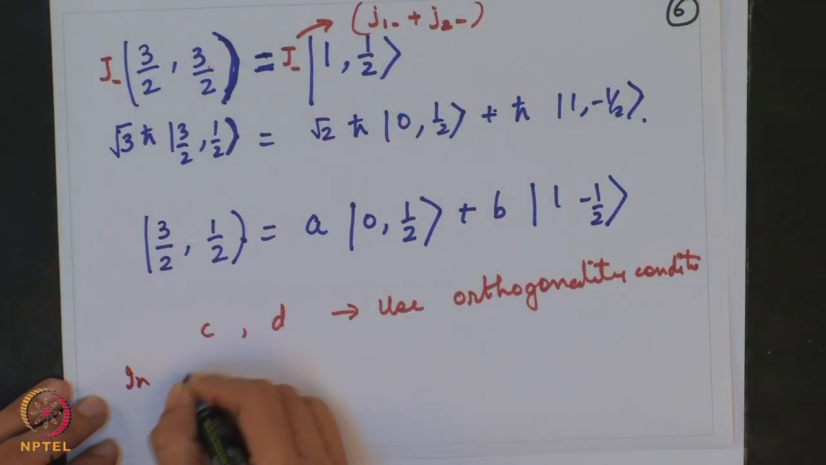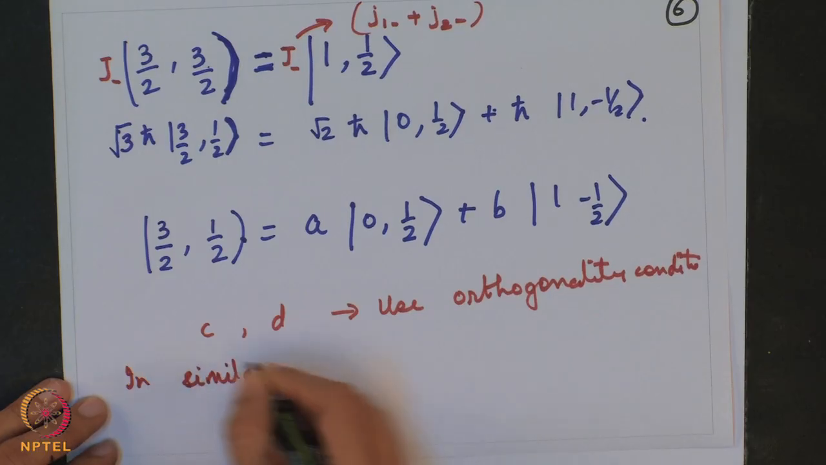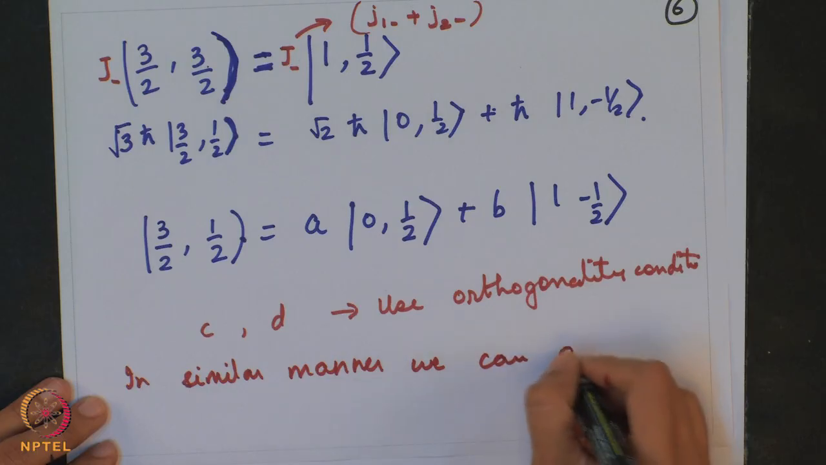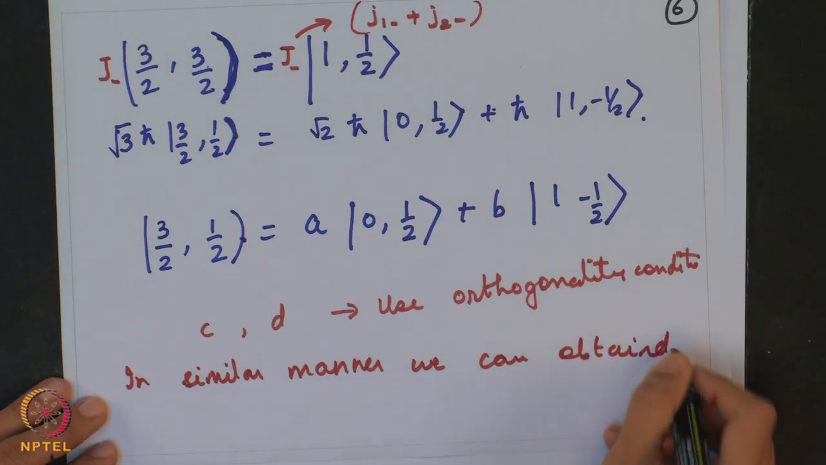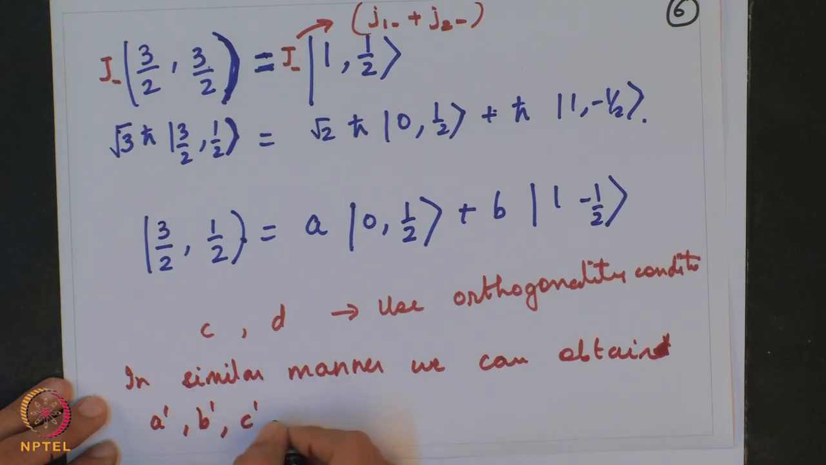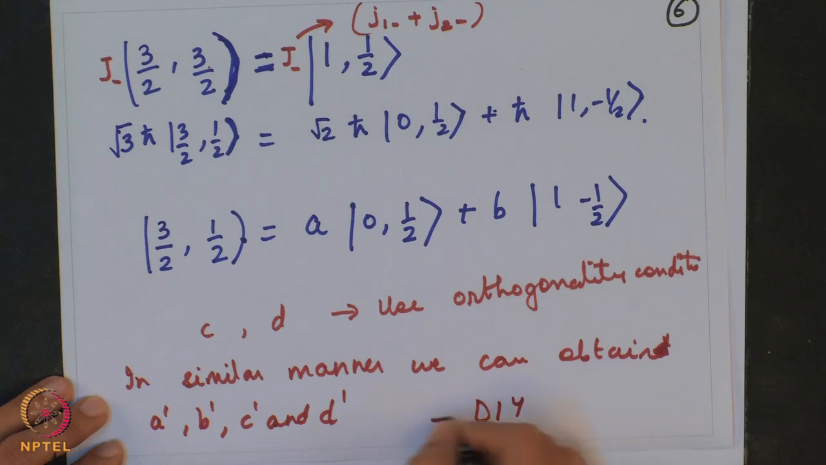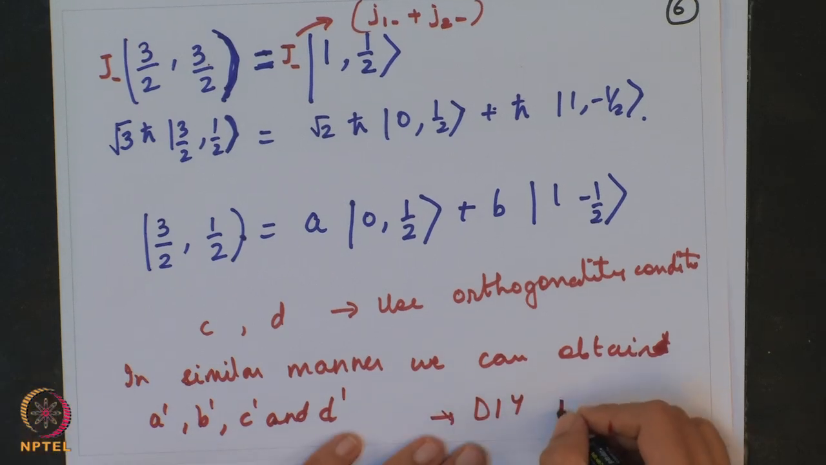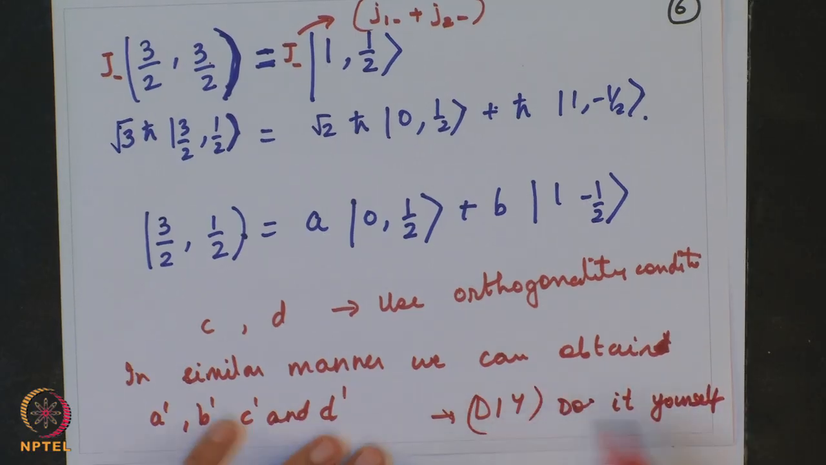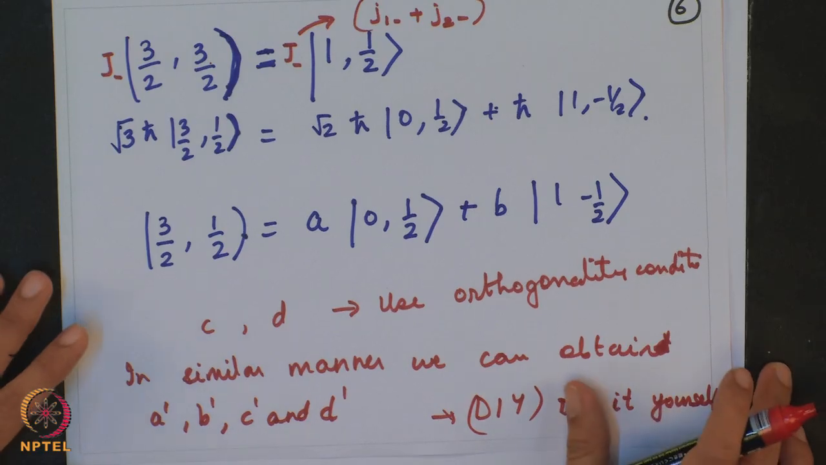In a similar manner, we can obtain A prime, B prime, C prime and D prime. So, these are all DIYs, do it yourself problems. Okay. So, I think you will be able to manage this part of the problem.